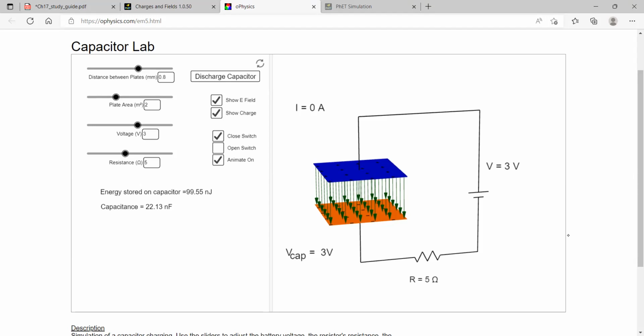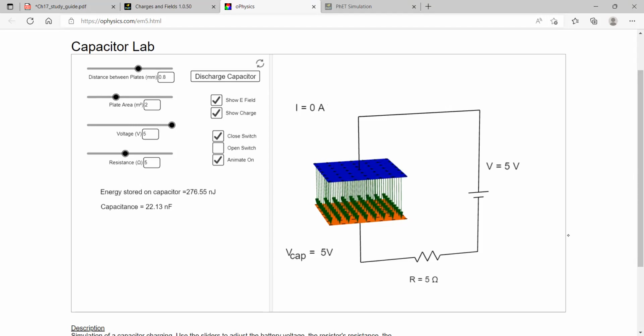Now what happens if I increase the battery voltage? Let me open the switch and then increase the voltage. So now it is 3 volt. What happens if I increase it to 5 volt? Okay, 5 volt, and then close the switch. You see when we have 5 volt, the charge on the plates is more.